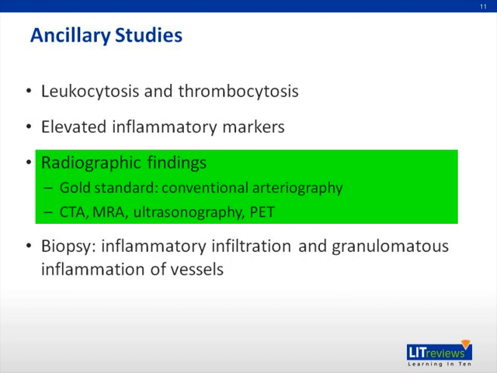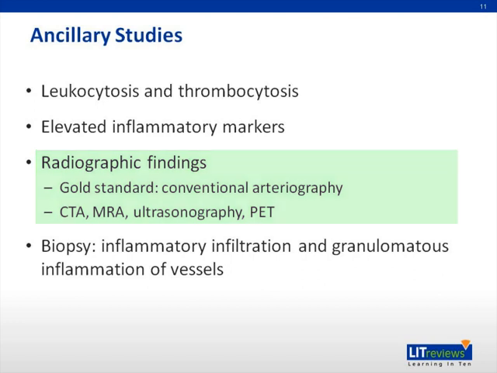Though the gold standard is conventional arteriography of the aorta and its branches, magnetic resonance and CT angiography are gaining acceptance. Both modalities can provide important information about vessel wall thickness and enhancement. Positron emission tomography has been studied less extensively but may also be used to detect vessel wall inflammation. By biopsy, the presence of intramural granulomas in the walls of affected arteries is also diagnostic.